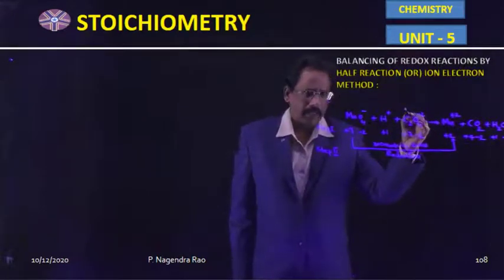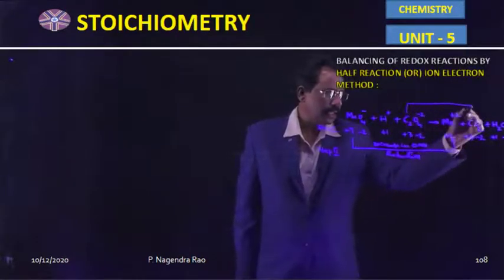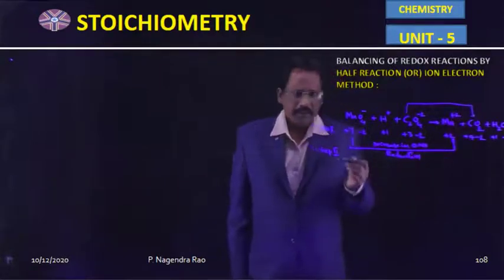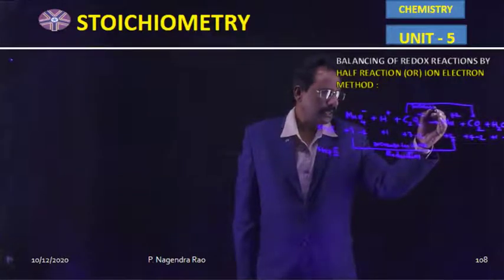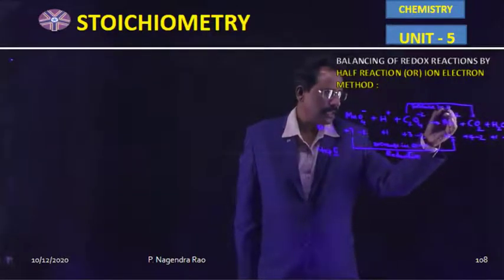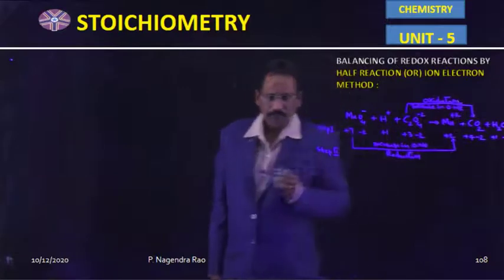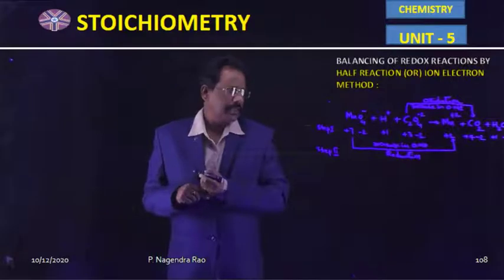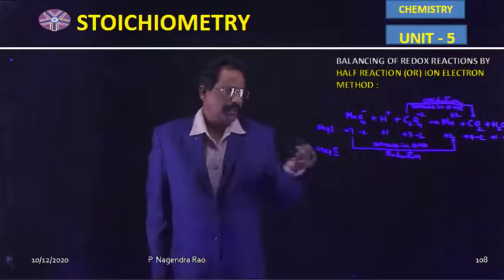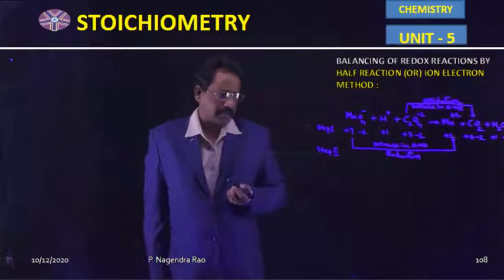Now carbon oxidation state increases from plus 3 to plus 4. So this is an increase in oxidation number value. So this is an oxidation process. So the given skeleton equation is one example of a redox reaction.